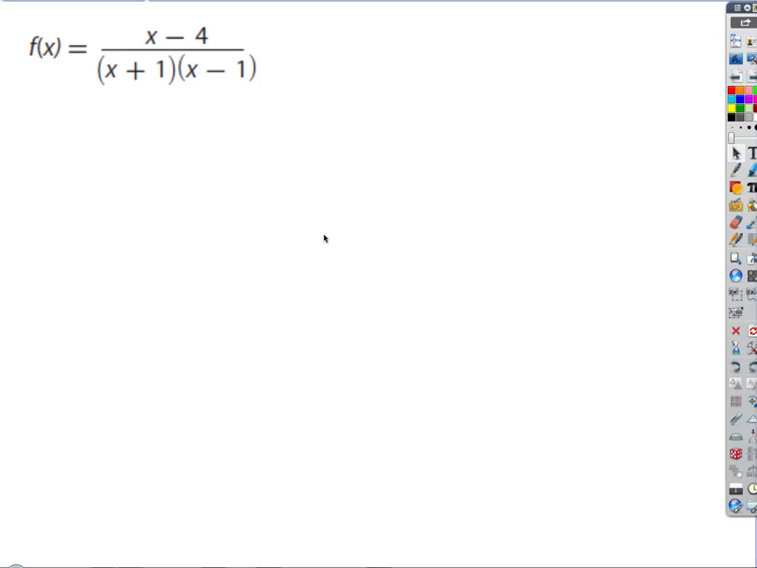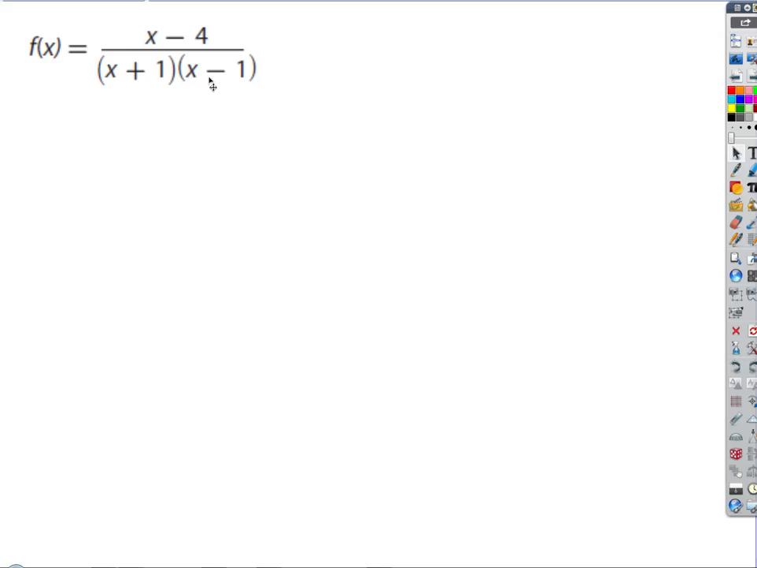Okay, so what we looked at yesterday was the relationships between the zeros of the numerator and the denominator, and where the zeros of the function are and where the vertical asymptotes are, right? So if we have a fraction, the fraction equals 0 when the numerator is 0, right? And a fraction is undefined where the denominator equals 0, right?